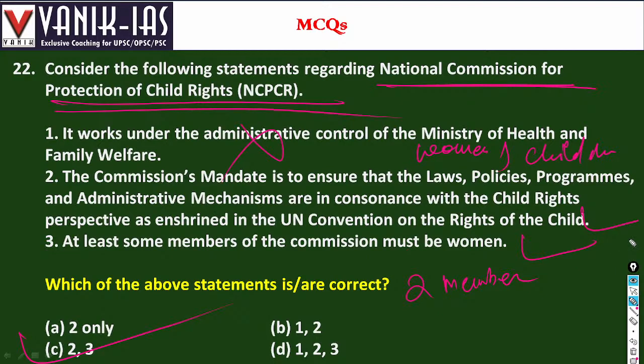NCPCR, right? Maximum age is 65 years, and there will be a chairperson and six members. Chairperson plus six members of the National Commission for Protection of Child Rights. This is a statutory body, right? It is set up under the Commissions for Protection of Child Rights Act 2005. That is NCPCR. It's a statutory body, established under the 2005 Act.